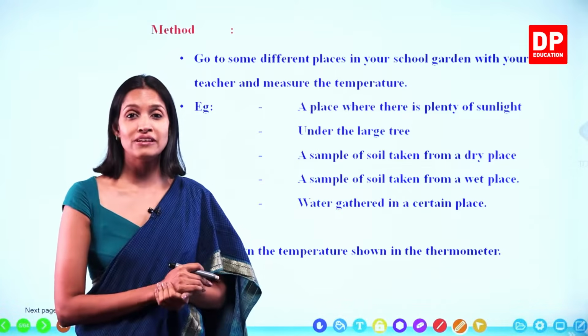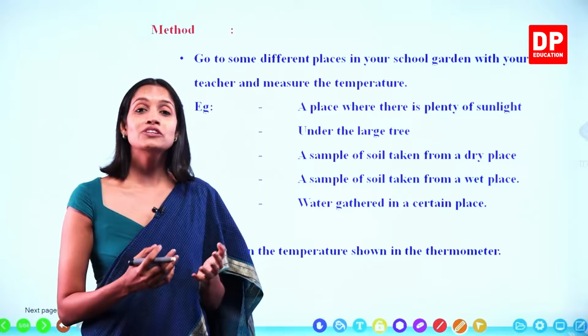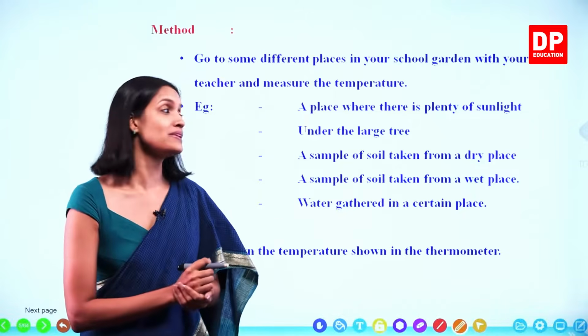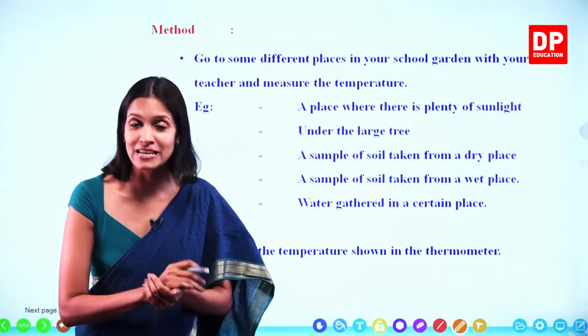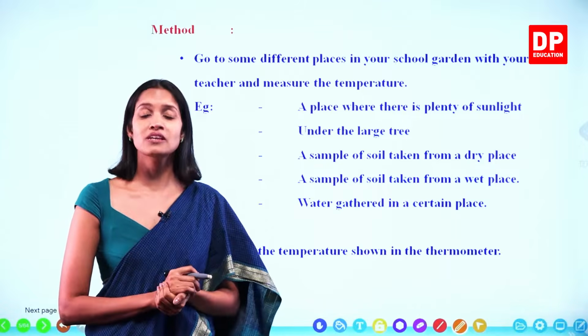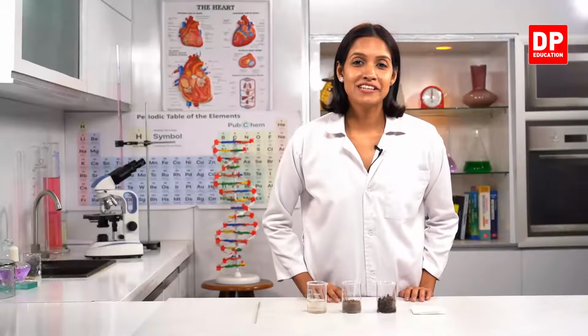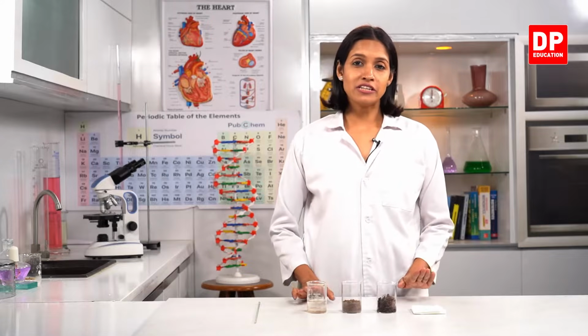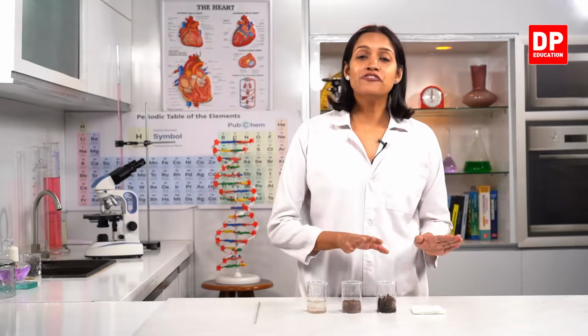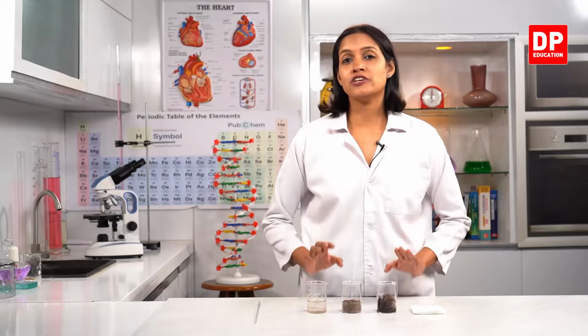Now, when I am going to show you this activity, I am not going to go out to do it. Instead, I am going to collect different soil samples and a water sample from different places, measure the temperature, and show you all. Let's do that activity now. Right, children, now we are going to do this activity to show that in different places the temperature is different.